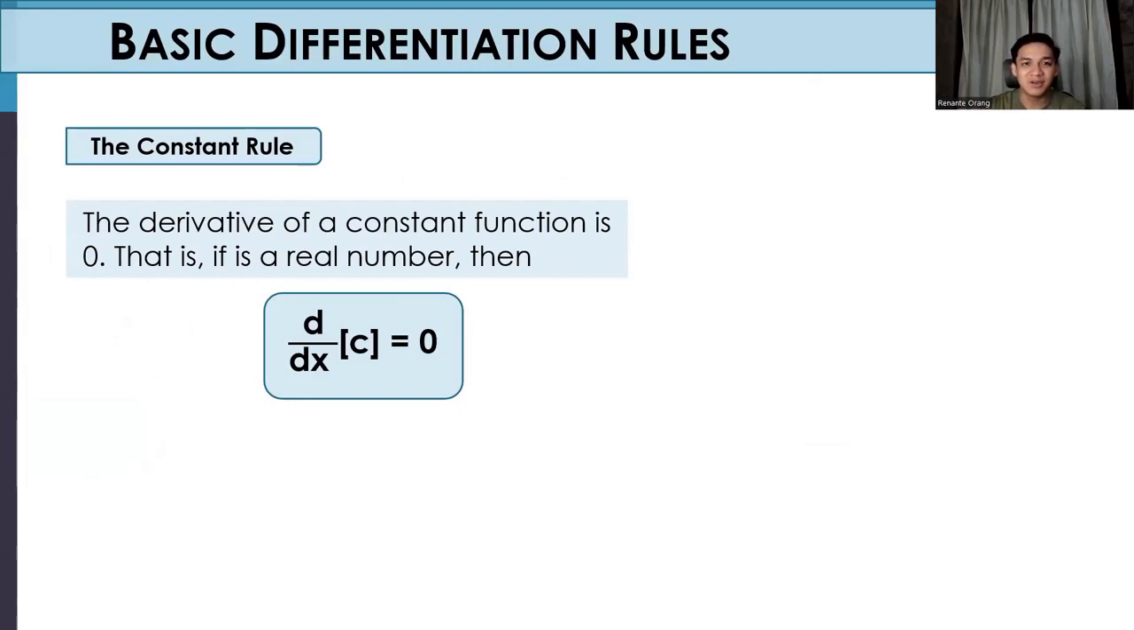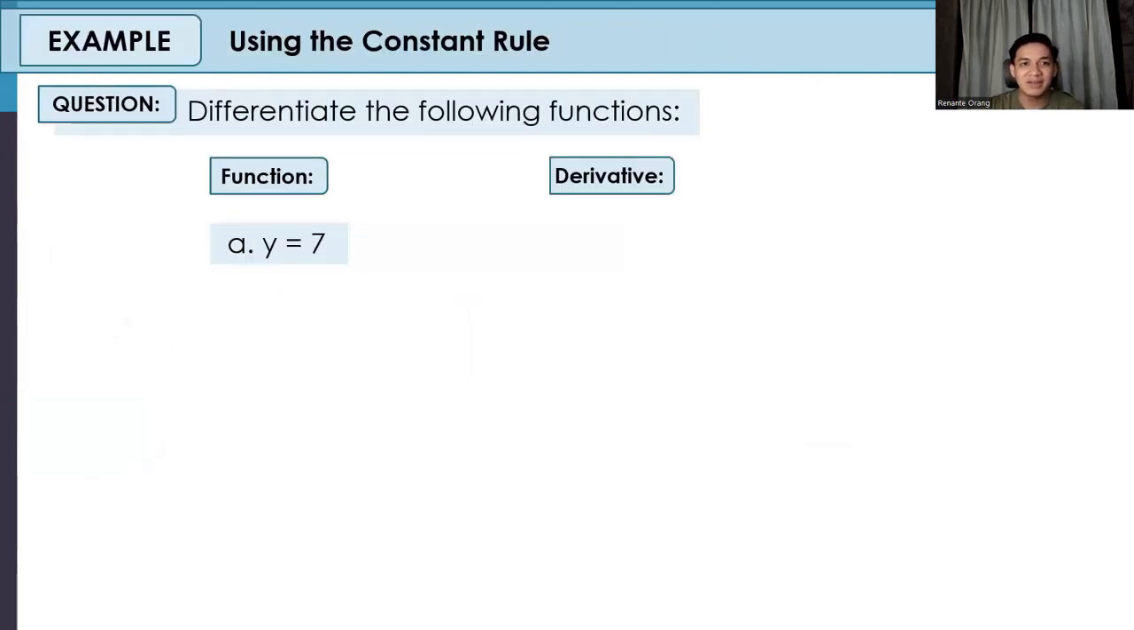The derivative of a constant function is 0. That is, if c is a real number, then the derivative with respect to x of our constant is equivalent to 0. So, apply natin yan. We have here our example. Differentiate the following functions. Letter A, we have y is equivalent to 7.